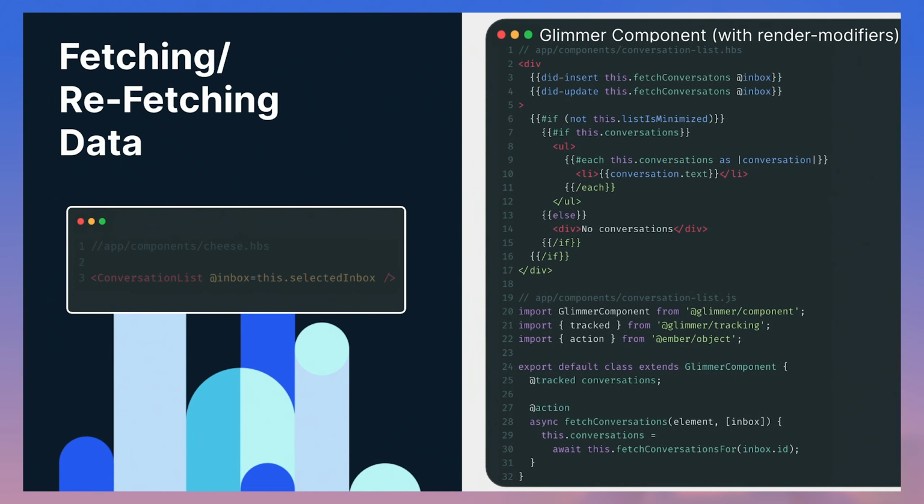Yeah, and also the fetch conversations is eagerly fetched. So this is a little contrived, but you can see here, say we had some sort of logic that sort of minimized the list. It's not actually shown. We don't necessarily want to pay the cost for fetching those conversations at that point. However, with the render modifiers, they're going to be fetched regardless of whether the list is shown or not. So it's eagerly fetched, which, maybe we don't want that to be the case.